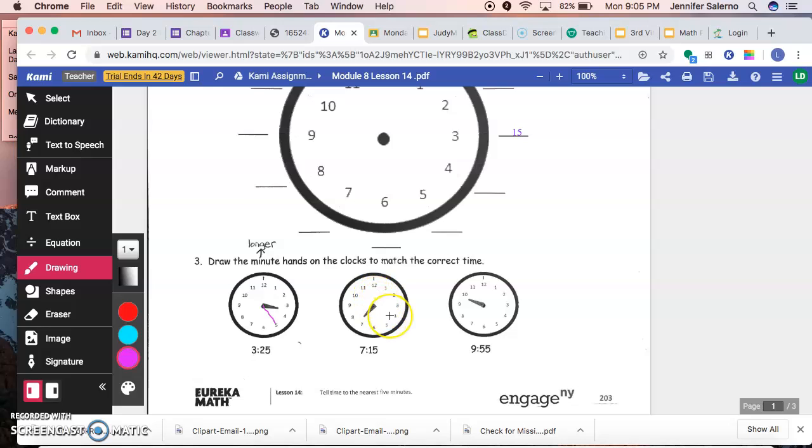You're going to do the same thing where you have to draw the minutes that it tells you for the next 2 clocks. The hour hands are there already. You're drawing the minute hand, okay?